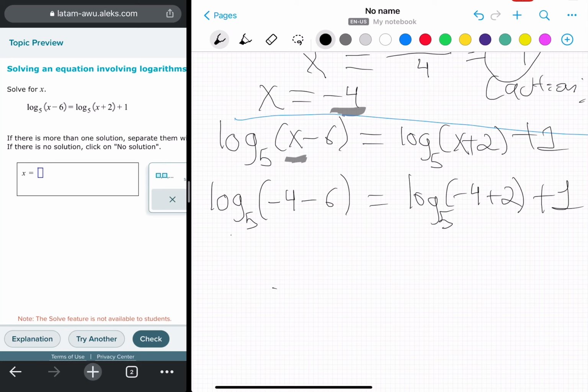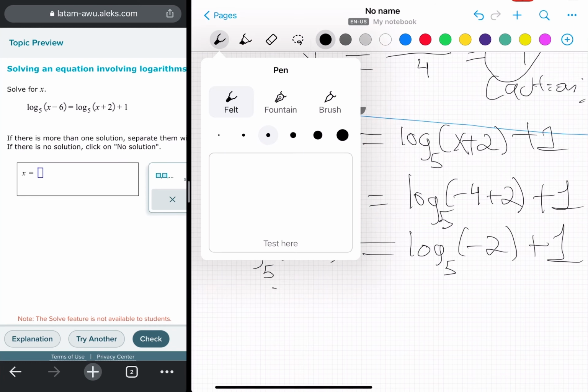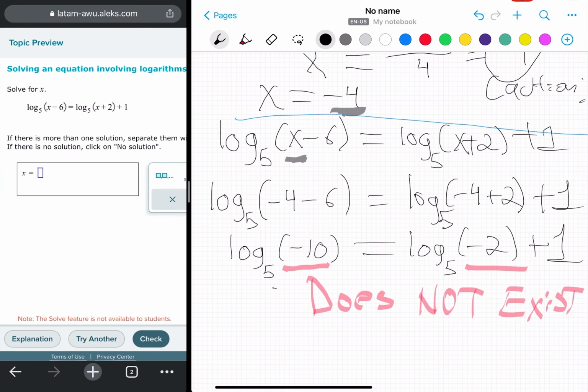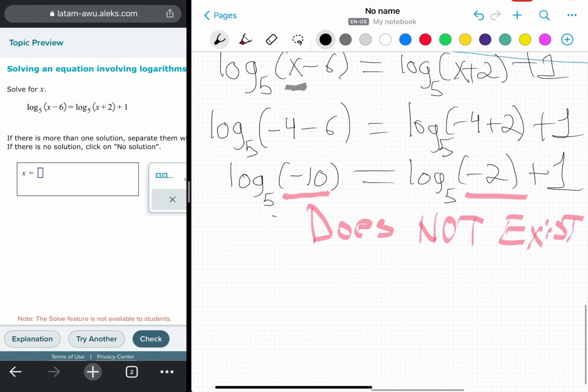This tells me that I should have the logarithm base 5 of minus 10 equal to logarithm base 5 of minus 2 plus 1, but be very, very careful, because this and this does not exist. Does not exist. Because there are no logarithms of negative numbers. So you will never find a logarithm that makes this true.